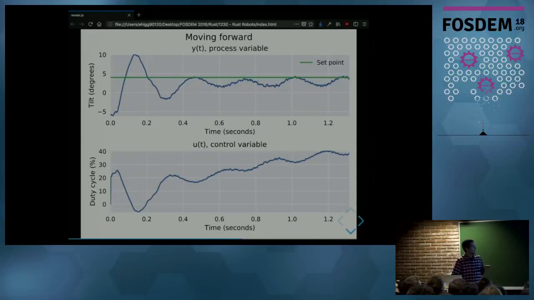At the top, we see, again, the tilt angle stabilizes around the set point. And at the bottom, we have the PID output, which is the duty cycle, which stabilizes. But this time, it stabilizes to a non-zero value, and that gives us a speed on the motor. A value less than 10 gives us a forward motion, and if we choose a value larger than 10, that will give us a backward motion.